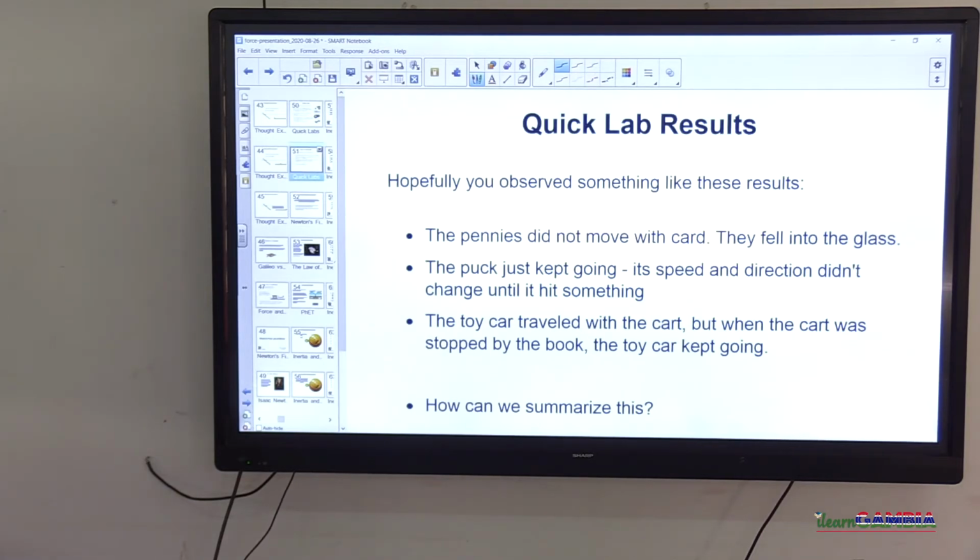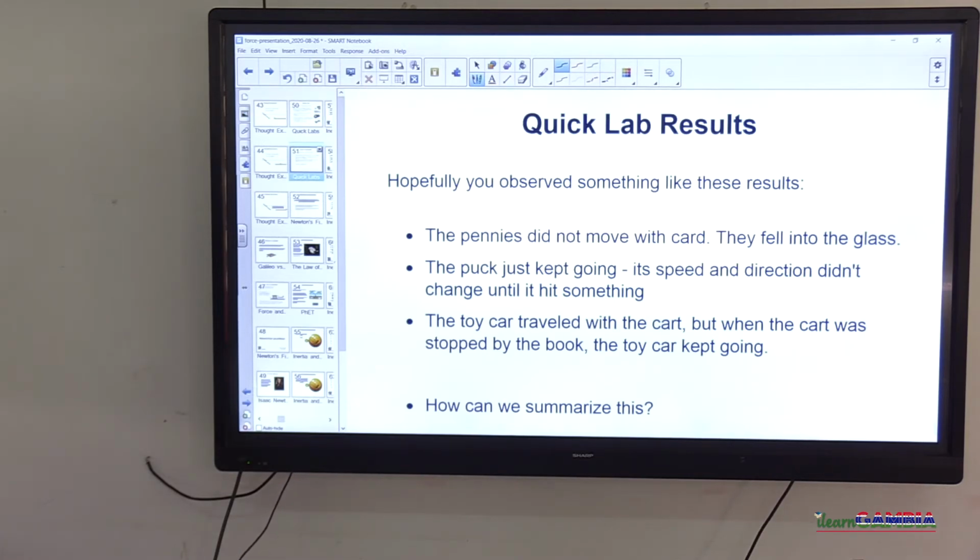Hopefully you observe something like this result. One, the coins or the pennies did not move with the card. It was only the card that actually moved. The pennies also moved, but their directions differed. Their directions were not the same, right? They fell into the glass. That means the pennies actually fell into the glass, but the card was moved horizontally.